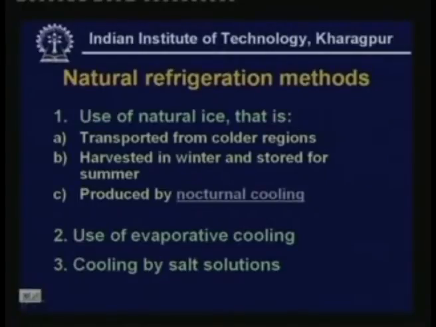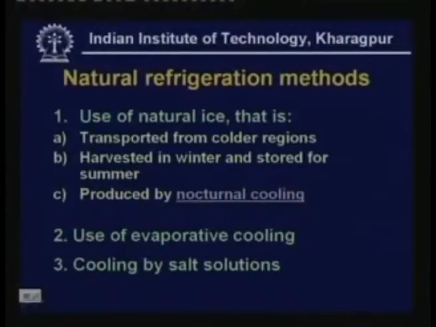We know that when we dissolve certain salts and certain materials in water, the water temperature drops. This is because the mixing of these salts with water is an endothermic process. It takes heat from the surrounding water, and the resulting solution becomes cold. By changing the salts, you can get different temperatures. However, this method again has its own practical limitations because the cooling that is produced is generally limited, and also the recovery of salt is a difficult process.